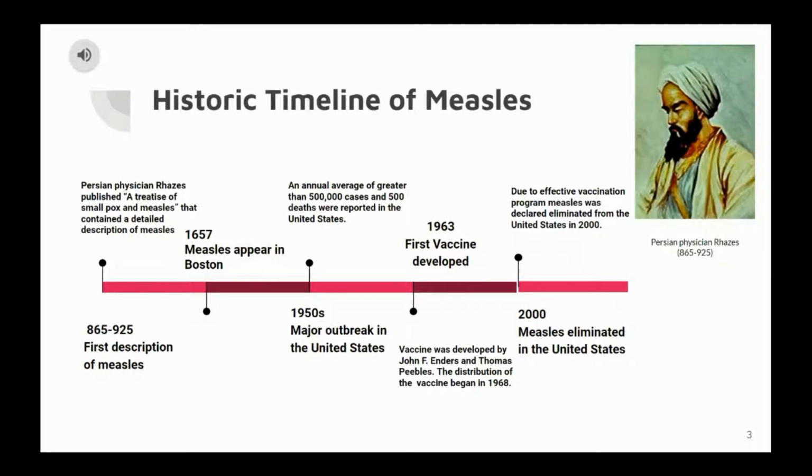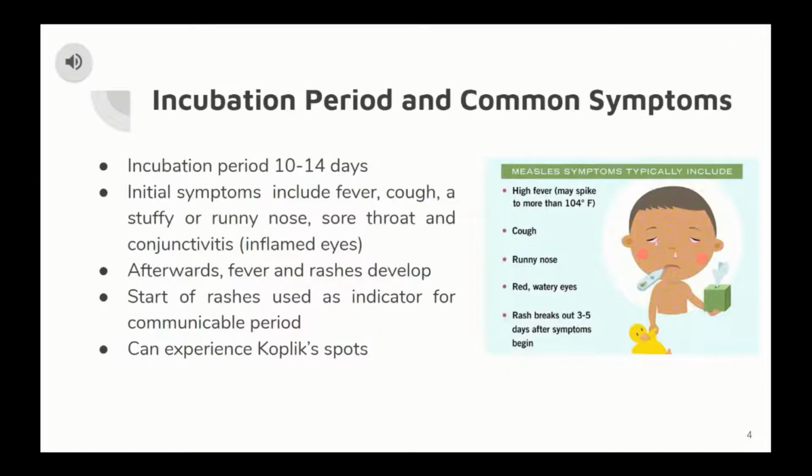Before the introduction of the vaccine, over 2 million deaths occurred annually due to measles, but since its introduction, the number of cases and deaths declined. In the year 2000, measles was declared eliminated from the United States as a result of effective vaccination programs.